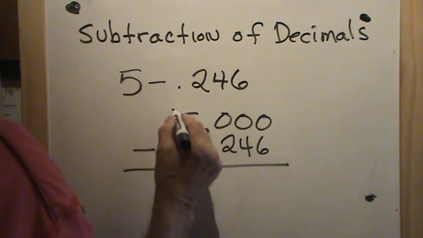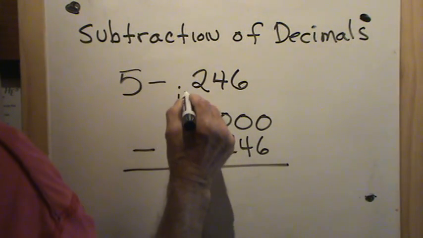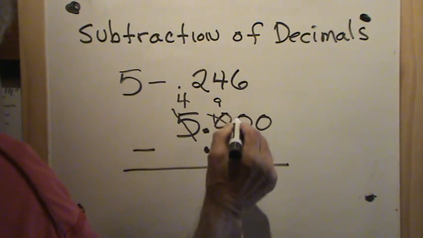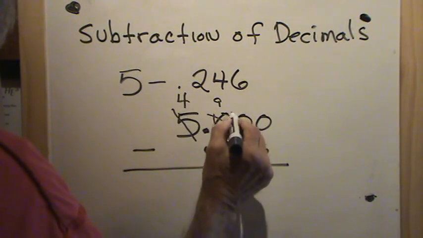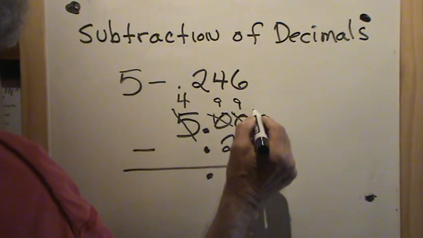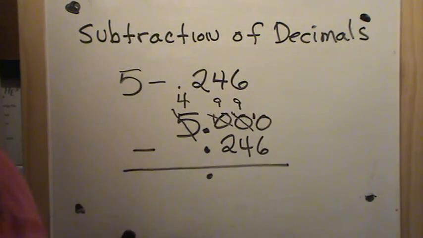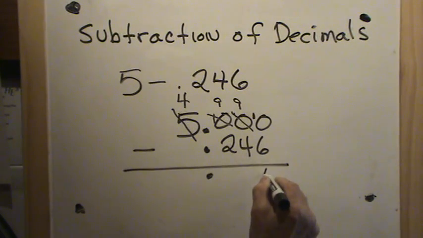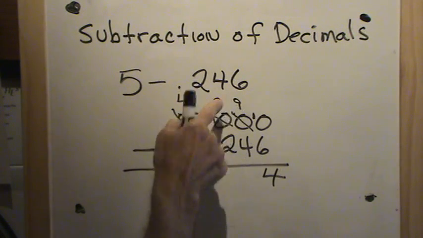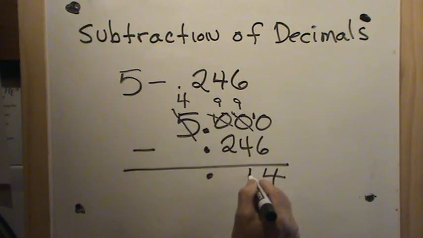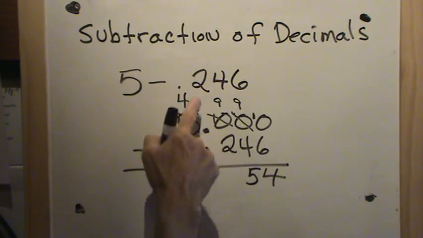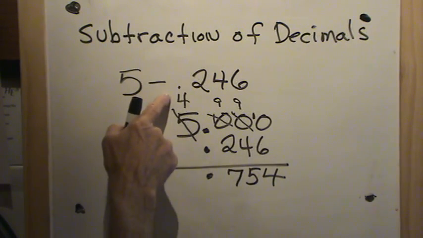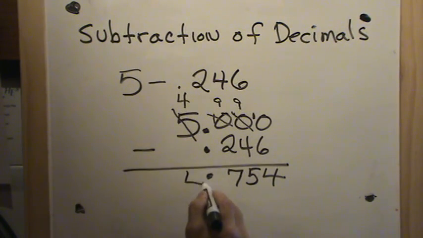Well, I'm going to have to borrow 1 over here, make that 4. This becomes 10, but I have to borrow. This becomes 10, but I have to borrow and make that 9, and this becomes 10. And now I can subtract. 10, take away 6, gives me 4. 9, take away 4, gives me 5. 9, take away 2, gives me 7. 4, take away nothing, gives me 4.